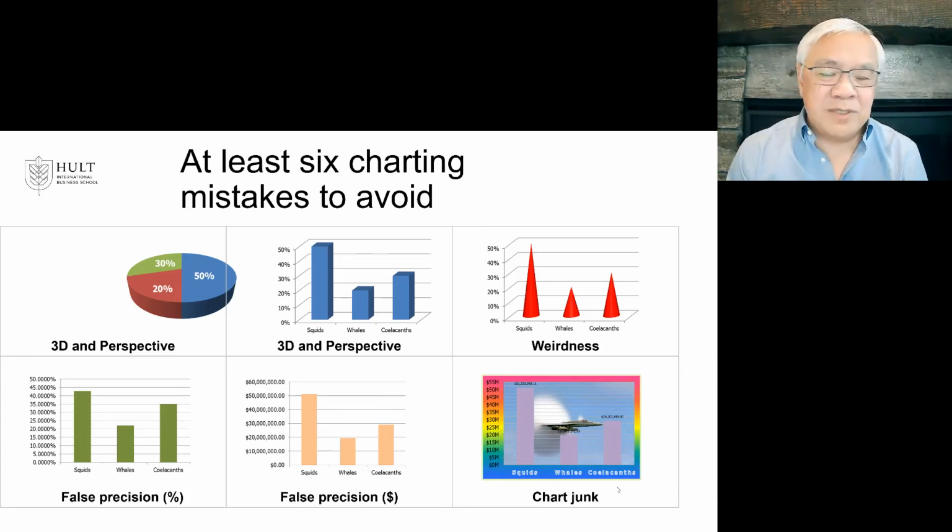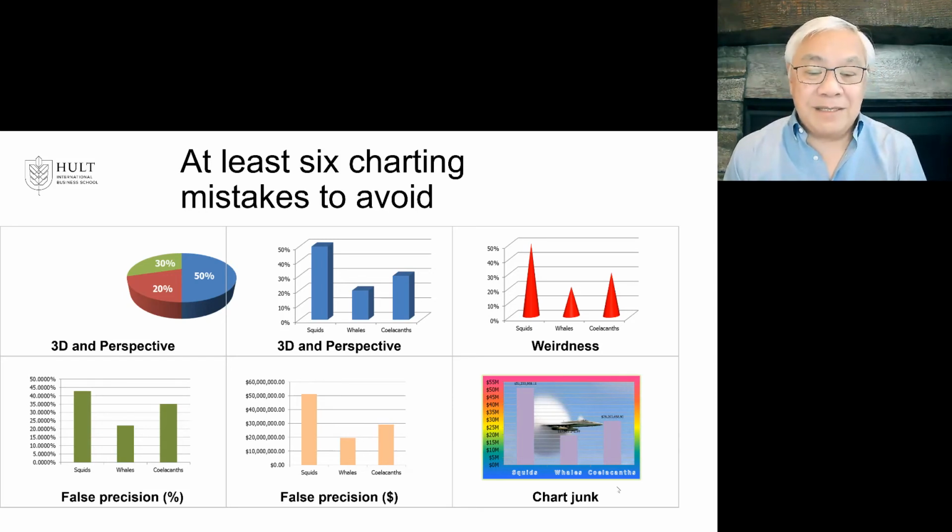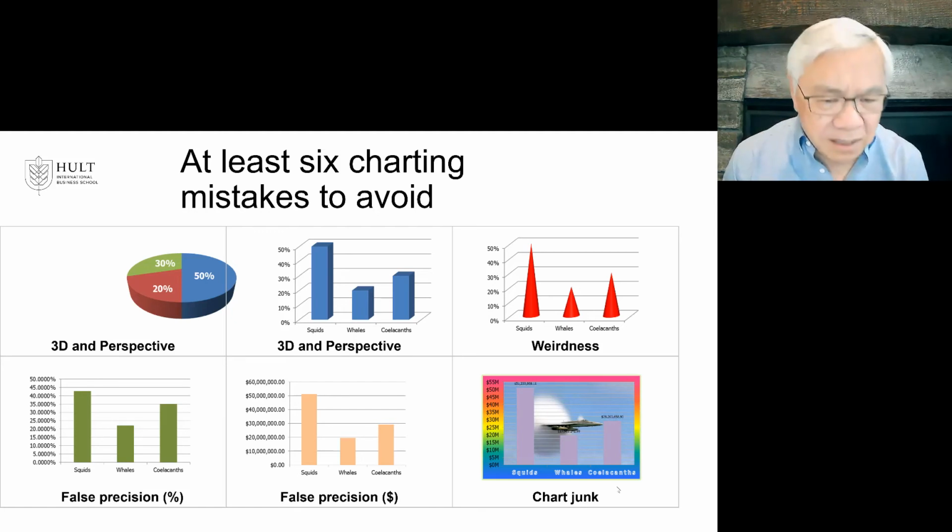And then you have false precision on the bottom left, out to 0.000% precision when the data is nowhere near that precise. Next is dollar amounts. You'll see $60 million expanded to the penny. Really? Do we care about the pennies? So why don't we just call it 60 and say dollars in millions? That's a lot easier than trying to figure out how many zeros there are.